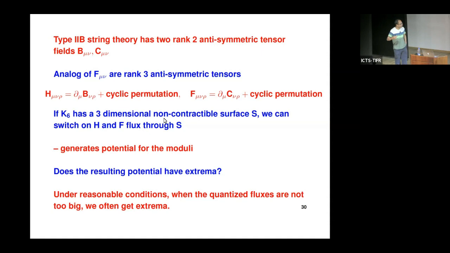But generating a potential for the moduli doesn't mean that we have solved the problem, because you now have to make sure that there is actually an extremum. It shouldn't be an extremum at infinity, for example. But under reasonable conditions, one can show that when the quantized fluxes are not too big, we often get extrema. There is no hard and fast rule that you always get extrema, but you often do as long as the quantized fluxes are not big. And this is the way we typically stabilize moduli in type 2 compactifications: switch on fluxes of H and F and then look for solutions for the scalar fields.